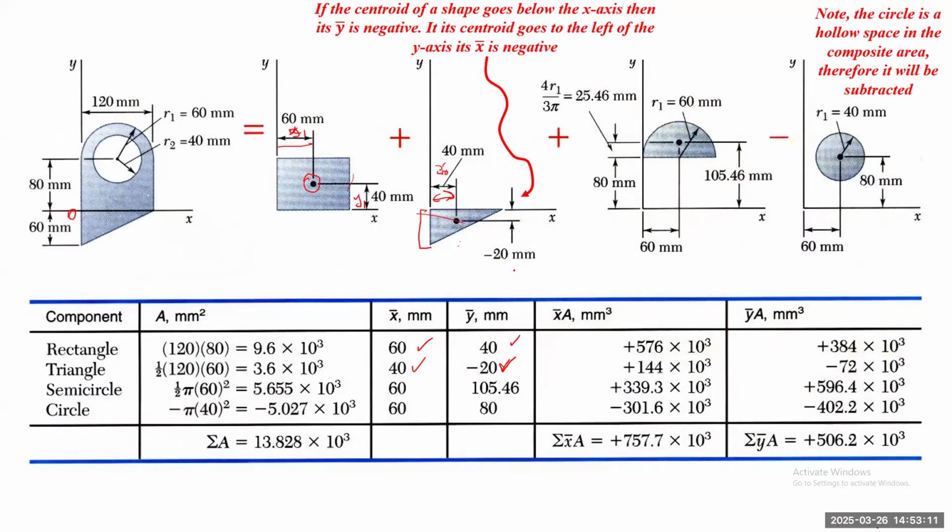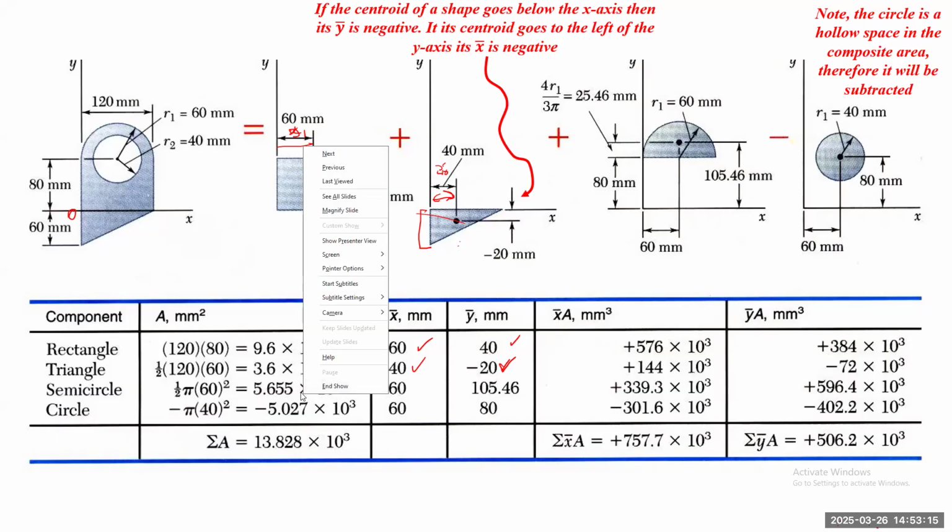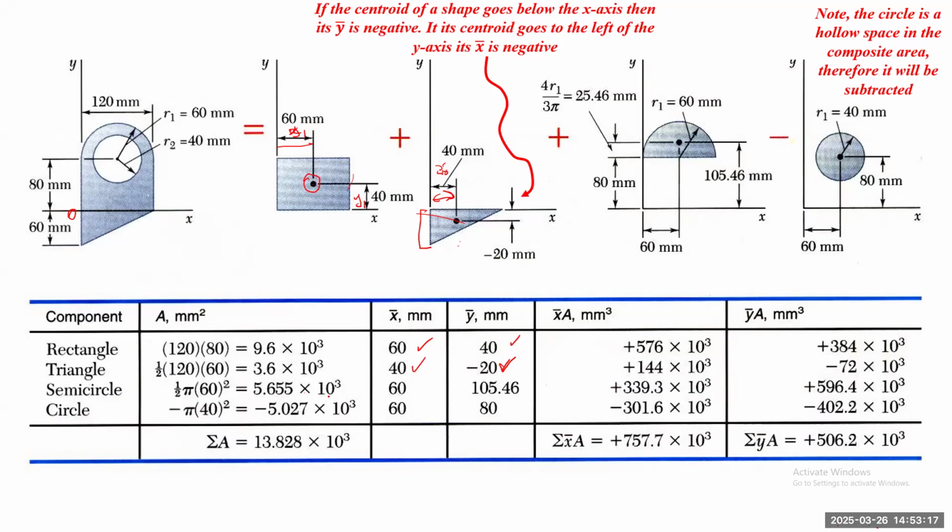And then for the next one, the semicircle, you apply the rule. You find the area of the semicircle: pi r squared divided by 2. But the circle is a negative area. Only the circle alone, as I told you, is a negative area. To get the x bar for this, you have to use 4r over 3 pi. You get that distance there.